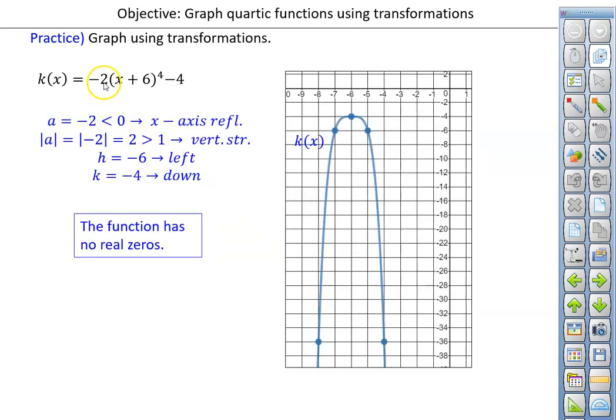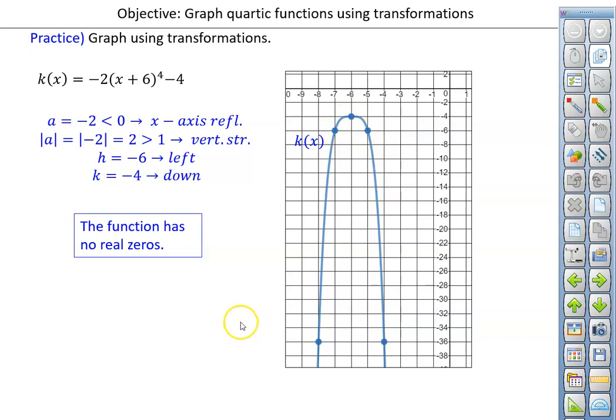So here, our A value is negative 2, so we have an x-axis reflection. We get a vertical stretch with a factor of 2. H would be negative 6, so it's going left 6. K is negative 4, that means down 4. The function here has no real zeros, and these would be our points. So negative 6, negative 4, negative 7, negative 6, so on and so forth, and you can verify.